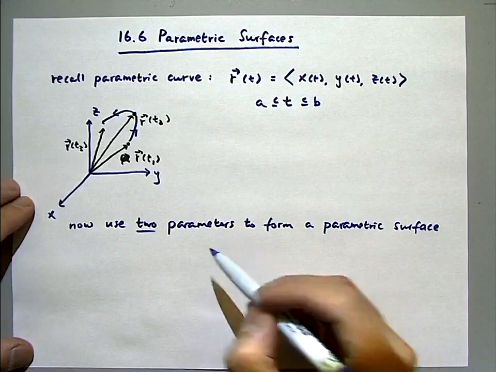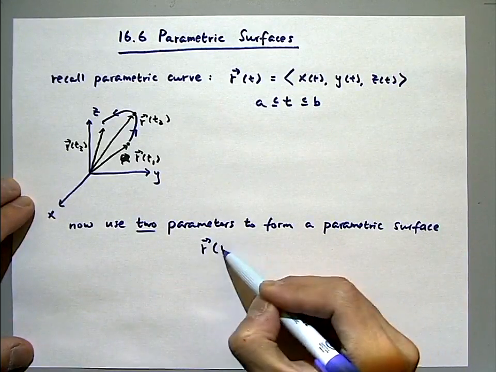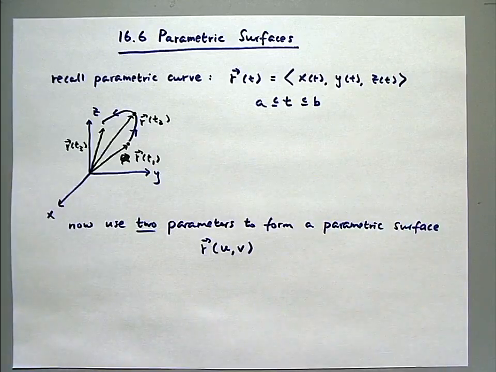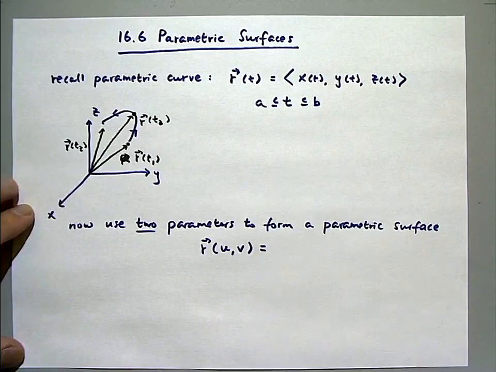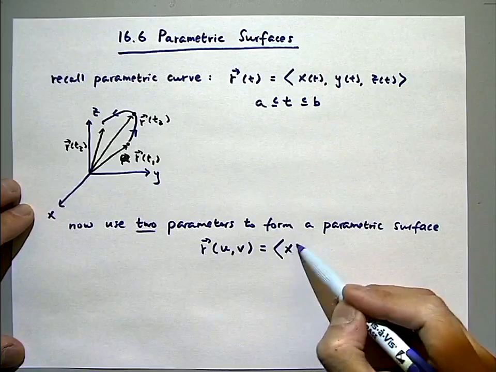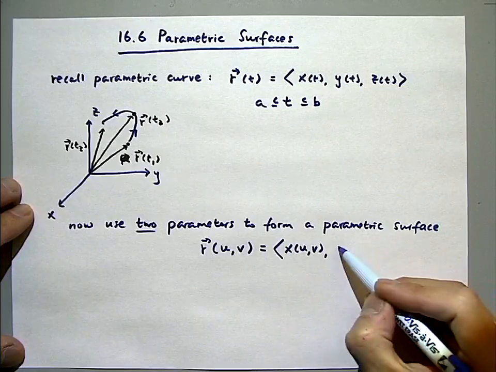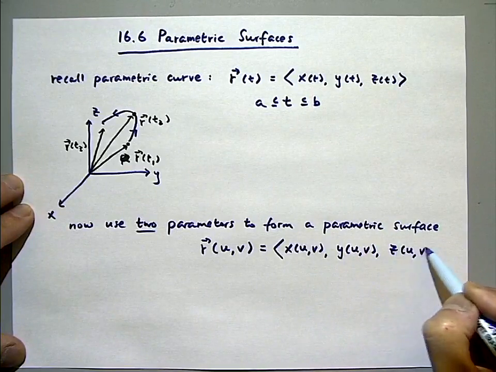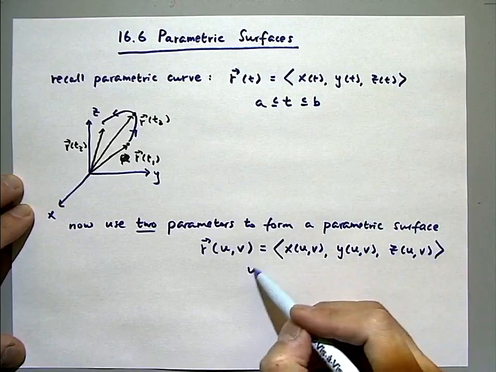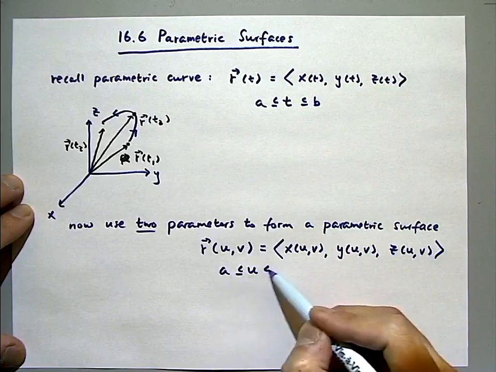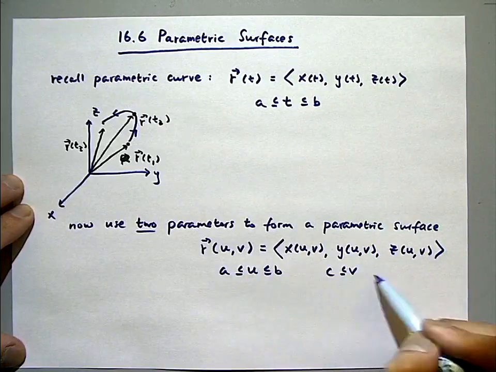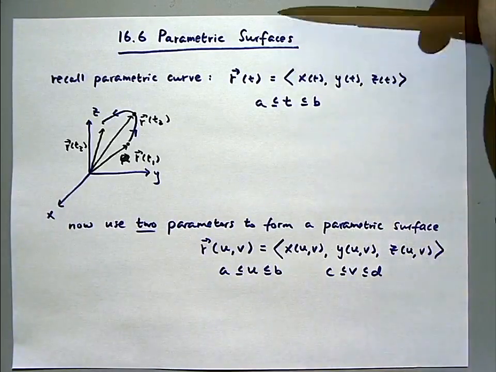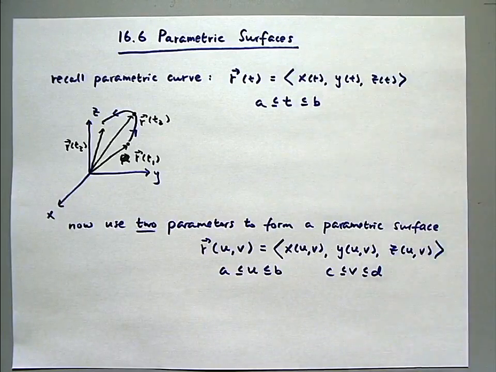Now we're going to write it as R, still in the vector form. And we're going to use u and v as symbols for the new parameters. So just like with the parametric curve, we're still going to have three components, or three-dimensional, of course. And as usual, u can go from A to B, and v goes from, say, C to D. So the idea is very similar. Instead of one parameter to get a curve, now we use two parameters to get a surface.